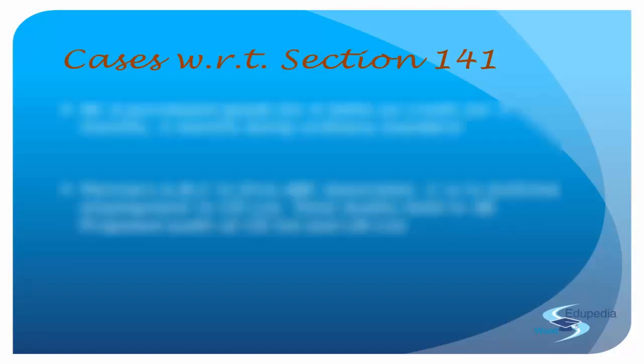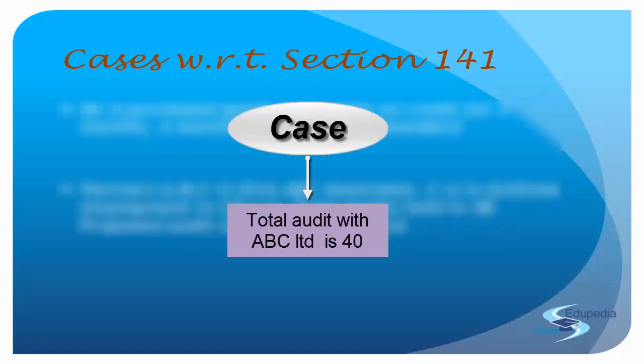Okay. Now what would be the case if the total audits that ABC Limited has is 40? We would see, okay, C's entire bandwidth is still untouched, but the answer is no. Because C is disqualified, the entire limit is 40. So if 40 is over, they would not be able to take up the audit of LM Limited as well.